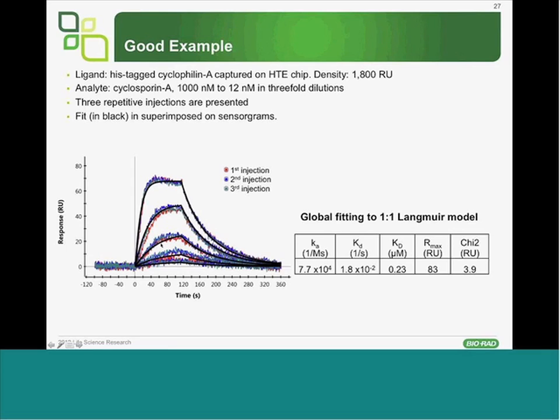So this is an example of a rather good experiment that's not perfect, and you can see it especially at the high concentration because you can start to see some denting, but because we do a global set analysis, we use all the concentrations to get one fit, it to some extent overcomes this kind of problem.